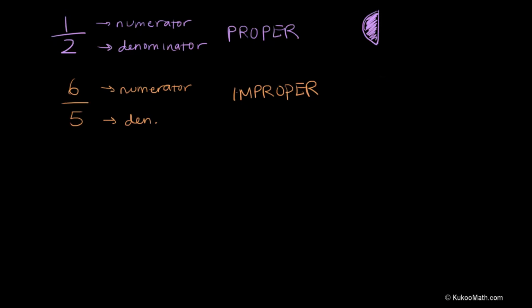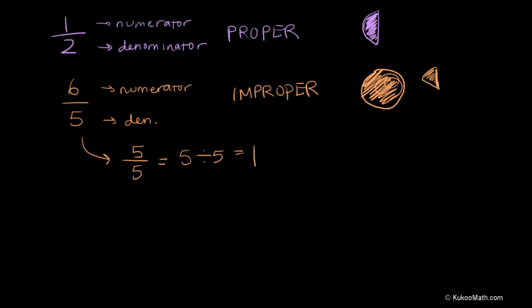So if we were to represent 6/5 in a picture, it would look like this whole circle plus one-fifth. And this is because, if you think about it, 5/5 is equal to 5 divided by 5, which is equal to 1. So 4/5 is less than 1. 5/5 is equal to 1. So 6/5 is 1 plus that extra 1/5. And so that's why it's improper, because it's more than 1.